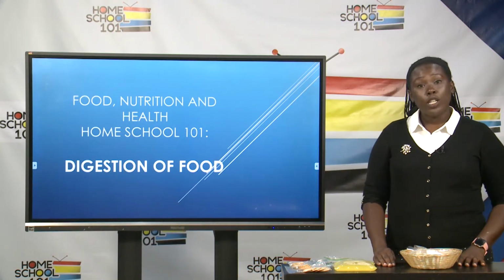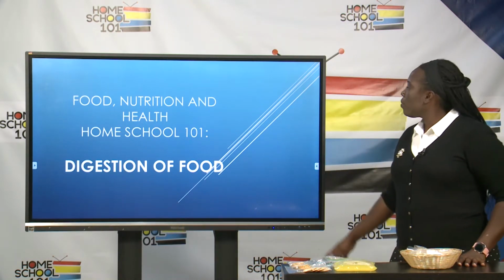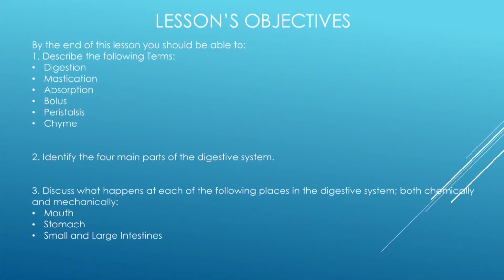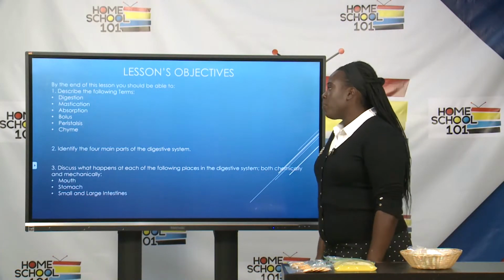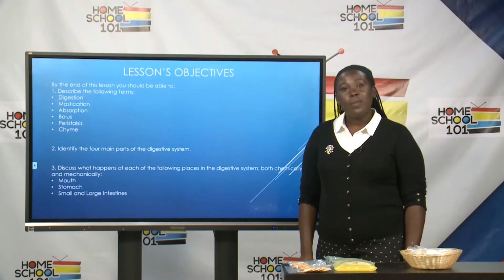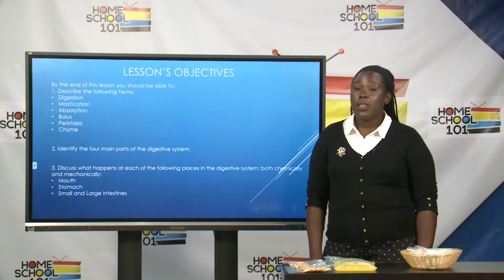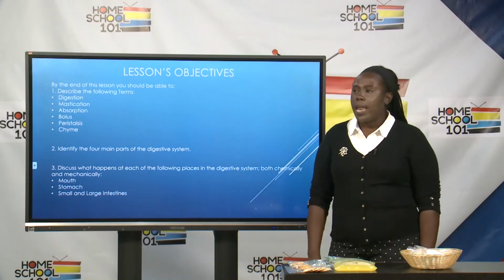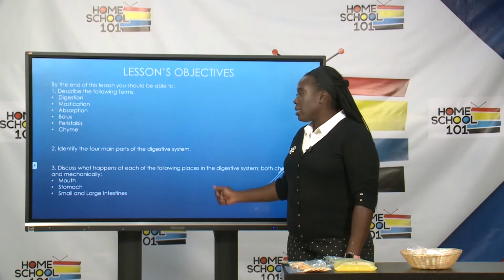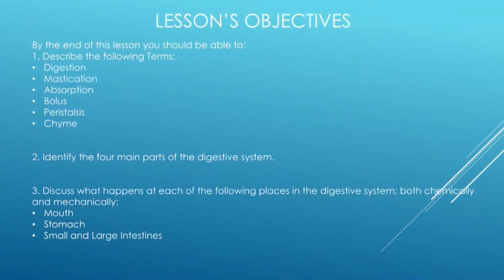So let's take a first look at our objectives today. By the end of this session, we should be able to do three things. We should be able to define these terms: digestion, mastication, absorption, bolus, peristalsis, and chime. We should also be able to identify the four main parts of the digestive system. Lastly, we're going to discuss what happens in these three areas: the mouth, the stomach, and the small and large intestines. Let's begin.